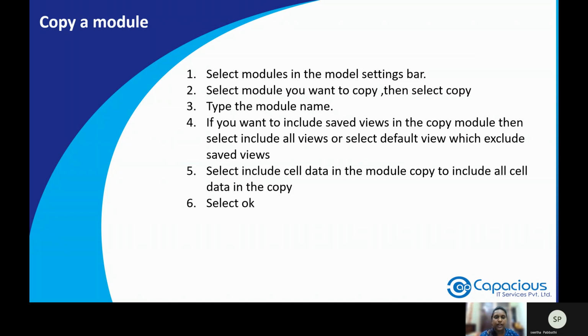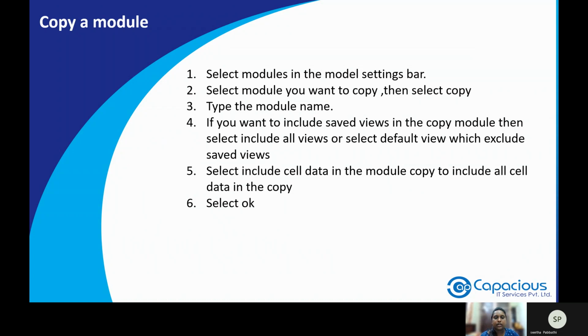First, select modules in the module setting bar. Next, by selecting any particular module, we will have an option of copy. By pressing that copy, it will select a copy of the particular module. Then we have to give a different name from that previous module.